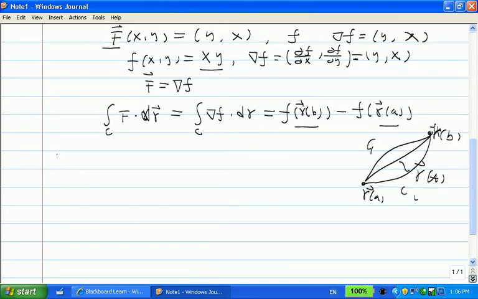Obviously, under certain conditions. You have to read the book to find out what those conditions are. Under certain conditions, the following things are equivalent. The first: F is conservative.